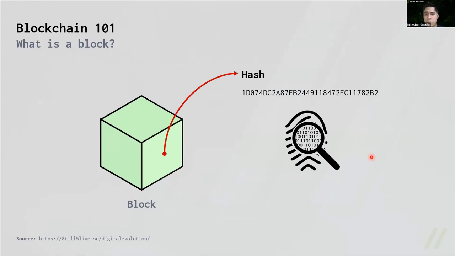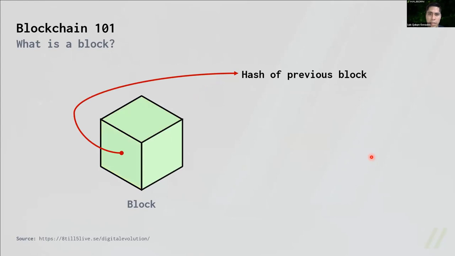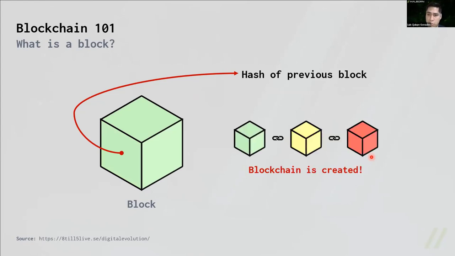We can compare the hash with a fingerprint. So every block has a unique hash. And let's see, if we modify just one bit on the block, the hash is now completely different. If we modify another bit of the block, the hash is completely different again. So that's why the hash is very useful to verify if someone has tampered with our block. Finally, we have the hash of the previous block. With these three elements, we can create a chain of blocks, or blockchain.